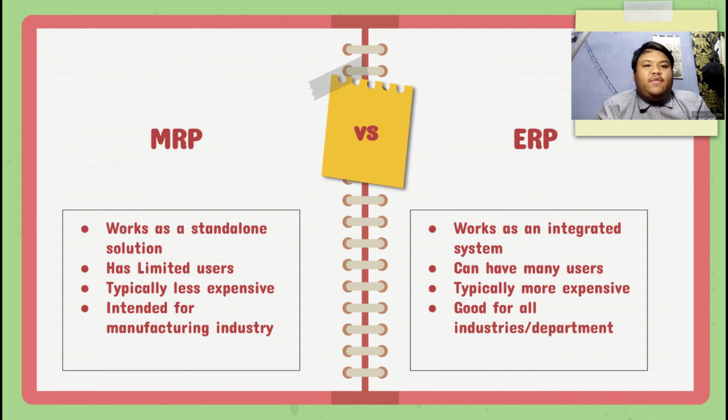Alright, so I will continue with the difference between MRP and ERP. Firstly, MRP works as a standalone solution, and meanwhile, ERP works as an integrated system. The most significant difference lies in MRP being a solo software with only manufacturing accessories, while an ERP system can easily connect to other software modules. Some manufacturing systems combine with other software, but it is a more complex process.